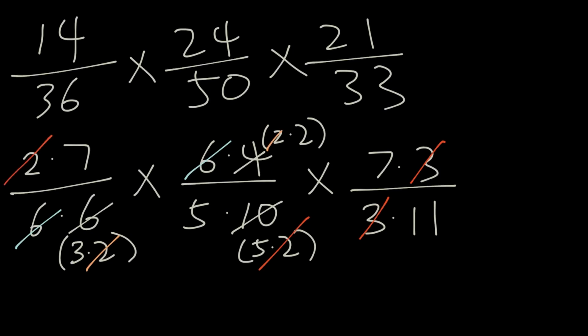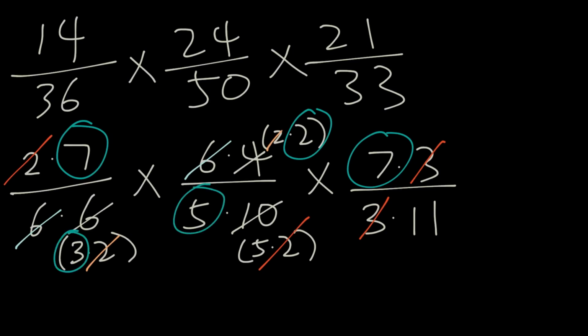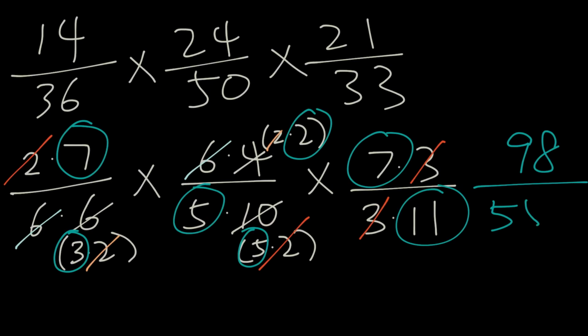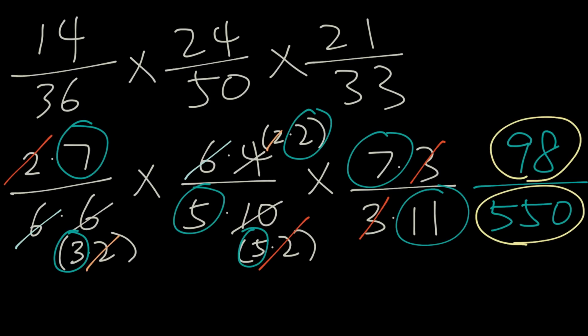Cross the 2 here. And what we are left with is 7, 2, 7, 3, 5, 5, 11. And by multiplying them together, I will have 98 over 550. Now 98 and 550 are both divisible by 2. So our final answer will be 49 over 275.